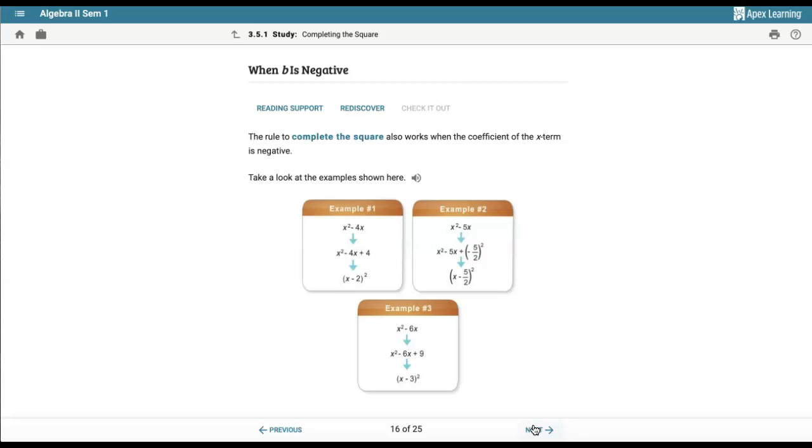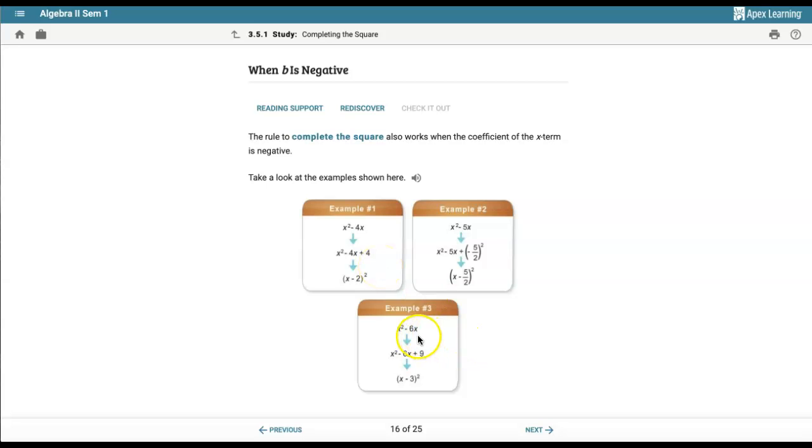Again, completing the square also works if the coefficient of the x term is negative. Because you still do 4 divided by 2. 4 divided by 2 is -2. -2 squared still gives you 4. So it would still be x minus 2 squared.